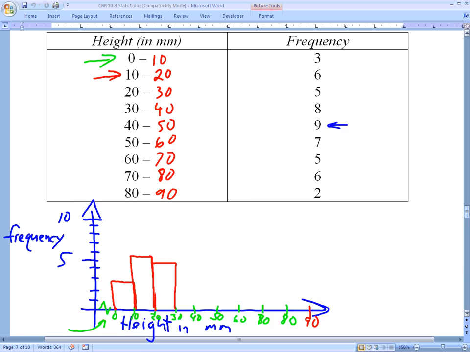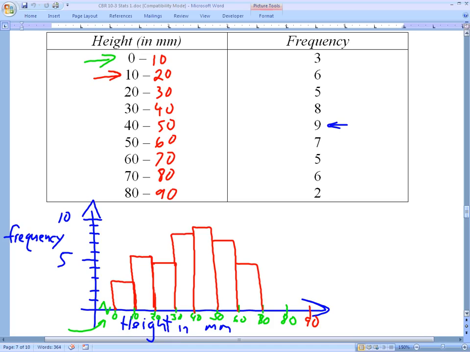From 30 to 40 is going to be 8. So we should go up about that high. It's easier if we have a grid or a graph. And then 40 to 50 is 9, so all the way up to the second highest value. And then from 50 to 60 is 7, so up here. And from 60 to 70 is 5.